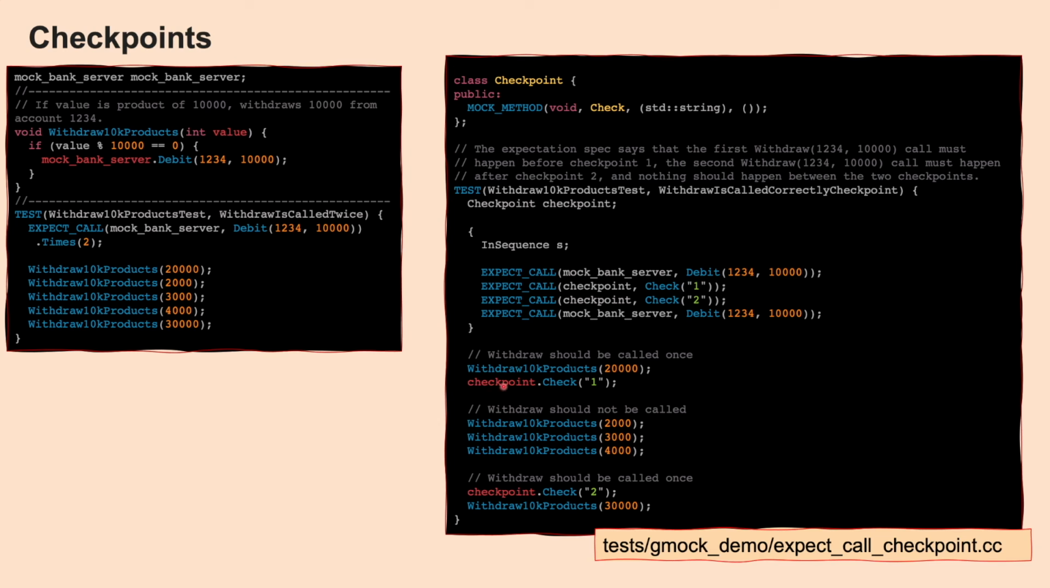So by adding this checkpoint here, if my test fails at this point, for example, I will know that up to this point, everything was executed correctly. You can run this example yourself from this path down here. Notice that here I created the checkpoint class myself.